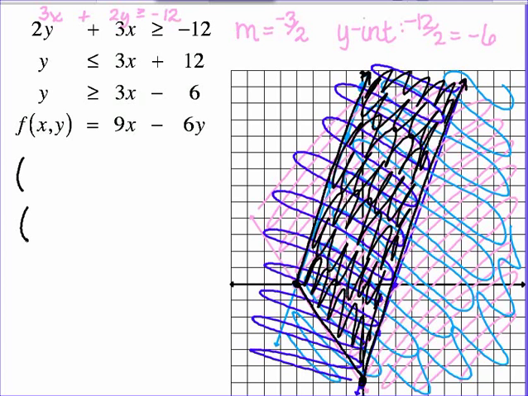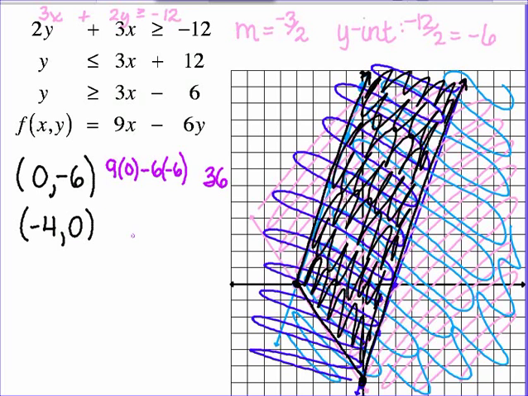Negative 0, negative 6. 0, negative 6 is 1. Where's another one? Negative 4, 0. So now what I'm going to do is I'm going to go ahead and plug those values in just like I did in the problem before. So I'm going to plug 0, negative 6 in. And so when I do that, I get 9 times 0 minus 6 times negative 6. What does that give me? 36. Good.